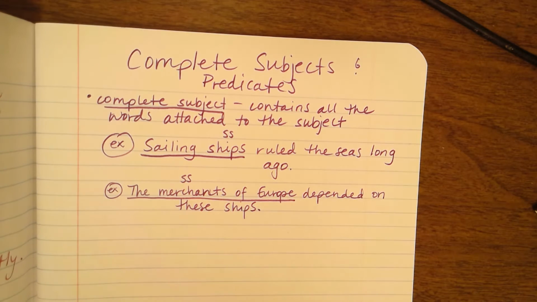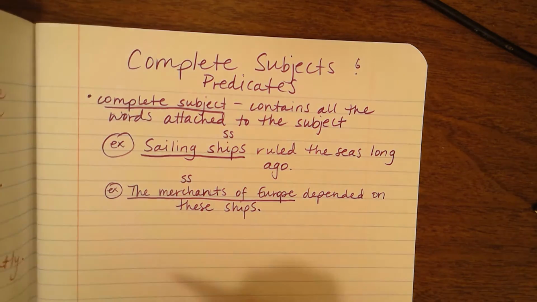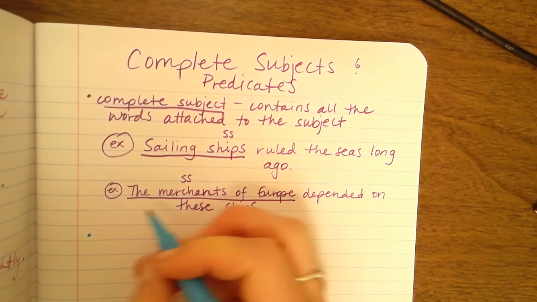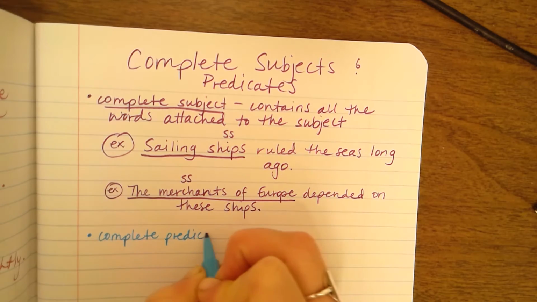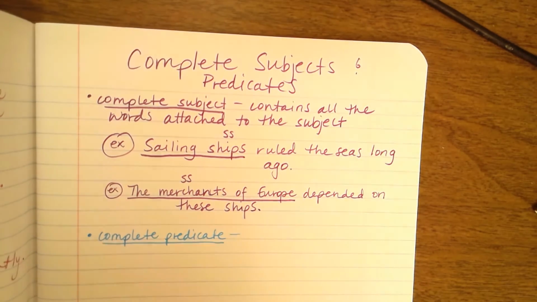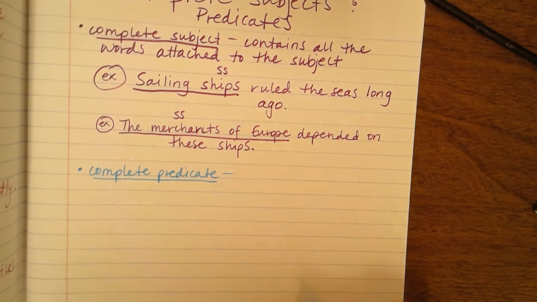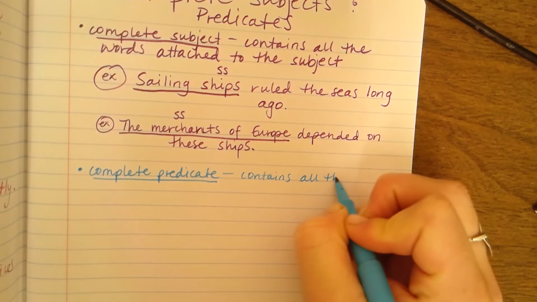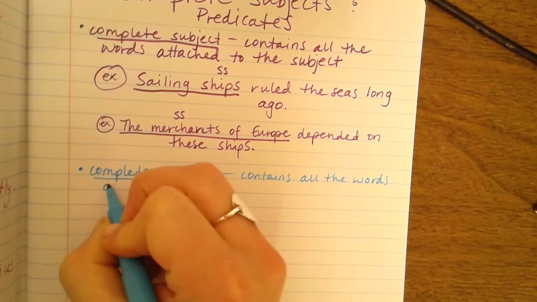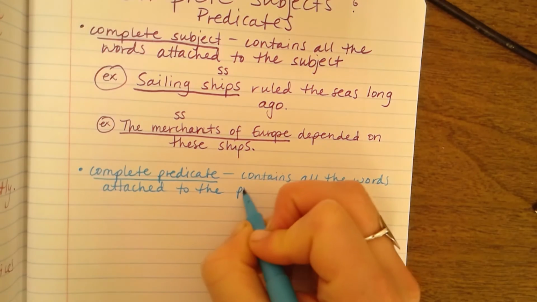Let me give you the definition and the examples for complete predicate, and then we're going to revisit these sentences up here to kind of give you another hint. But you have to know what the complete predicate is before I can explain that. So complete predicate, I'm just doing it in a different color just so you can see the difference here when we start going back to these sentences up here. Complete predicate, if you didn't guess already, contains all the words attached to the predicate.